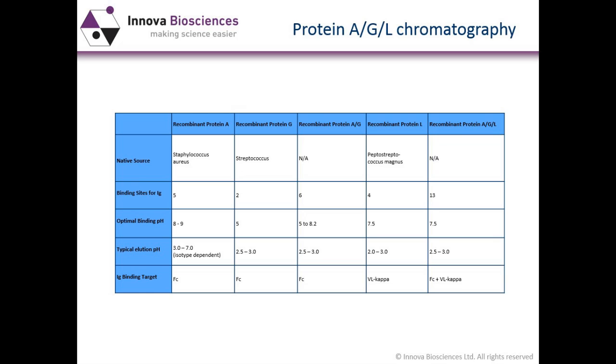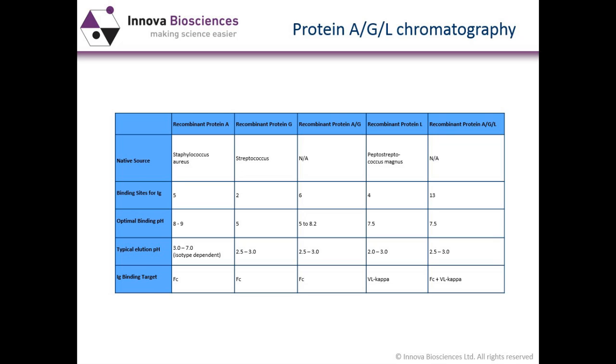I'm going to skip to the protein L column, so second from the right. This protein L is a more recently identified protein that can be used for affinity chromatography and immunoglobulin purification. It comes from an organism known as Streptococcus magnus. It has 4 binding sites for immunoglobulin, a relatively neutral optimal binding pH, but again quite a low elution pH.